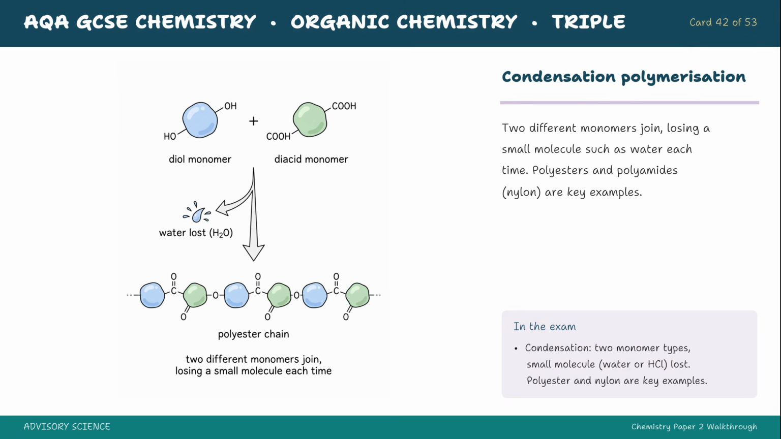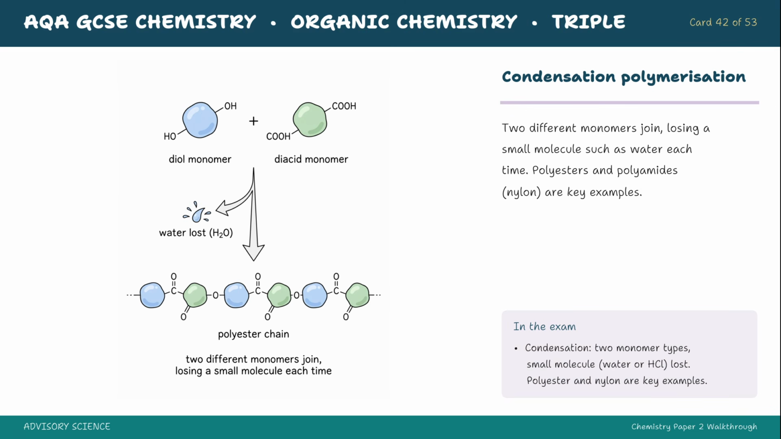Condensation polymerization, and this is for the higher tier. Condensation polymerization involves monomers that have two functional groups, one at each end. A common example uses a diol, which has two OH groups, reacting with a dicarboxylic acid, which has two carboxylic groups, to form a polyester. Each time two monomers join, a small molecule, usually water, is lost. So unlike addition polymerization, there are always two products, the polymer and the small molecule given off. This requires two different monomers, each with two reactive ends.